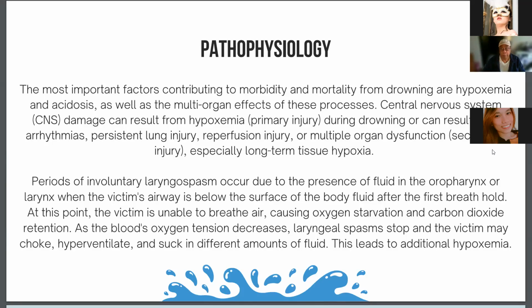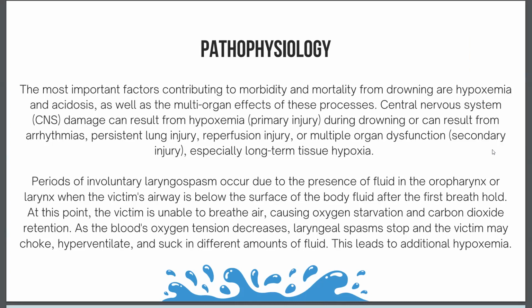So the pathophysiology of drowning. The most important factors contributing to morbidity and mortality from drowning are hypoxemia and acidosis, as well as the multi-organ effects of these processes. Central nervous system damage can result from hypoxemia during drowning or can result from arrhythmias, persistent lung injury, reperfusion injury, or multiple organ dysfunction, especially long-term tissue hypoxia.